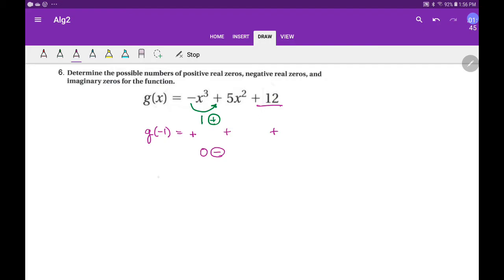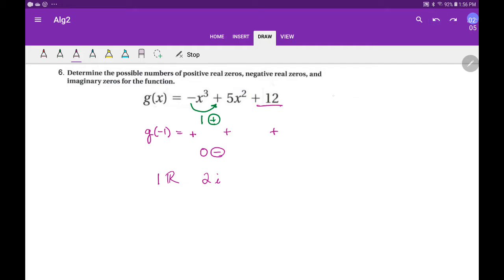So I'd say there could be 1. Well, there's going to be 1 real root. And then, so 1 real, and there's going to be 2 imaginary, because nobody wants that.